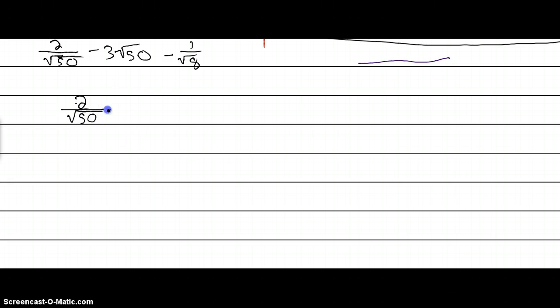So again, to get rid of the square root of 50, we need to multiply by the square root of 50 in the denominator. But whatever you do to the bottom, you have to do to the top. So square root of 50 times the square root of 50 is just 50. Remember, the square roots cancel out. And you're left with 2 square root of 50.